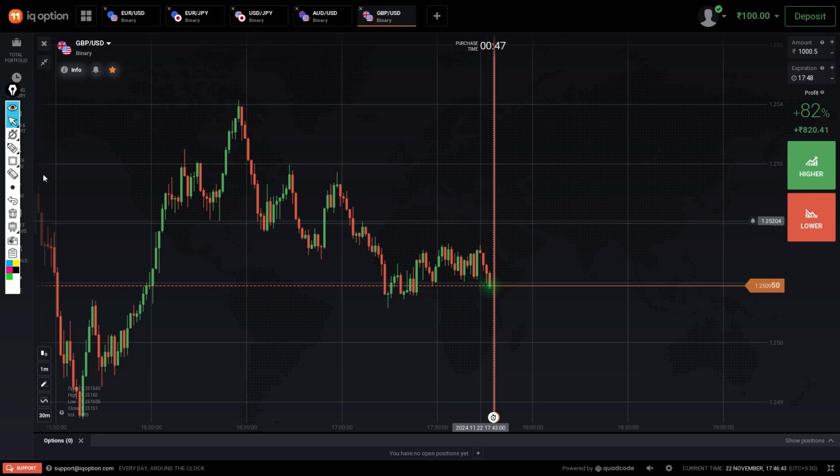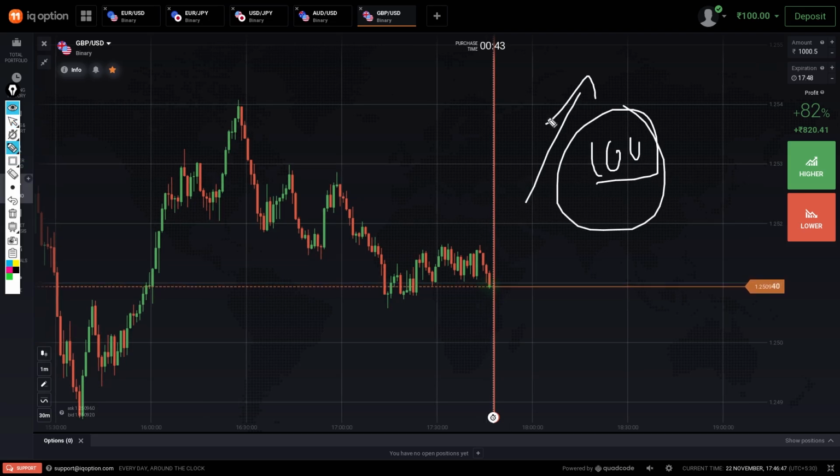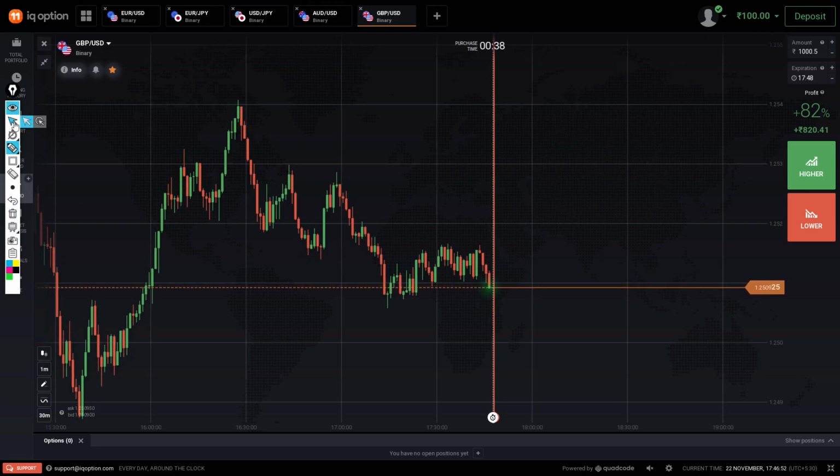Today I am going to do some compounding. See, in my account I have only 100 rupees. I withdraw all my amount, and just I place 100 rupees here. So from this 100 rupees I am going to take some trades.